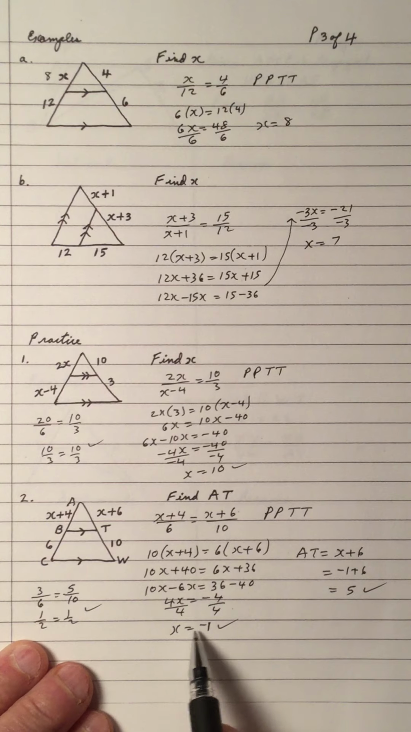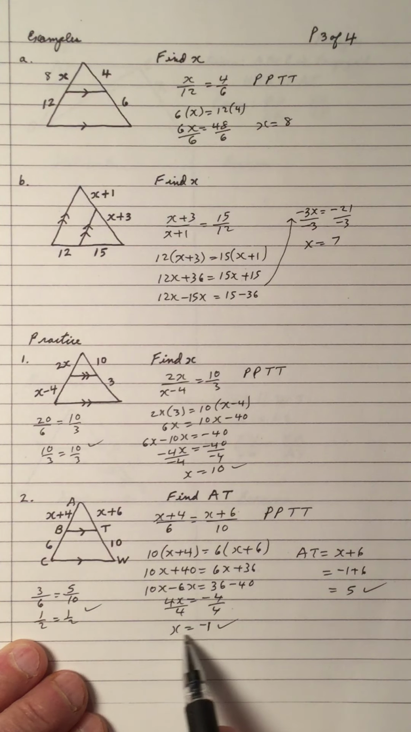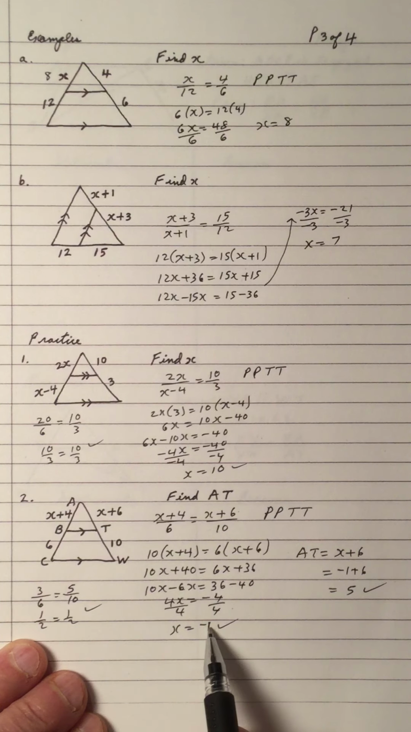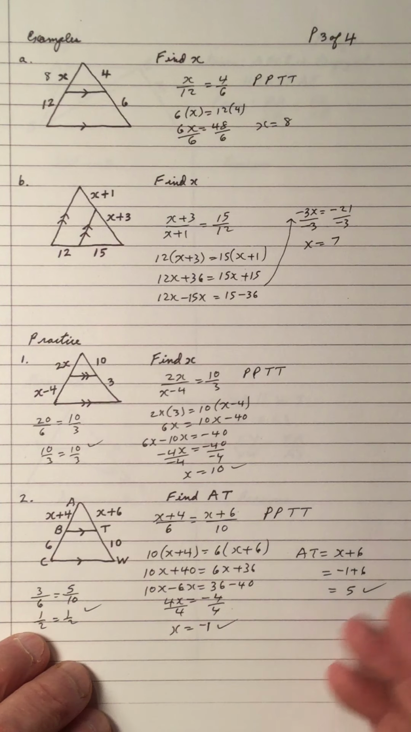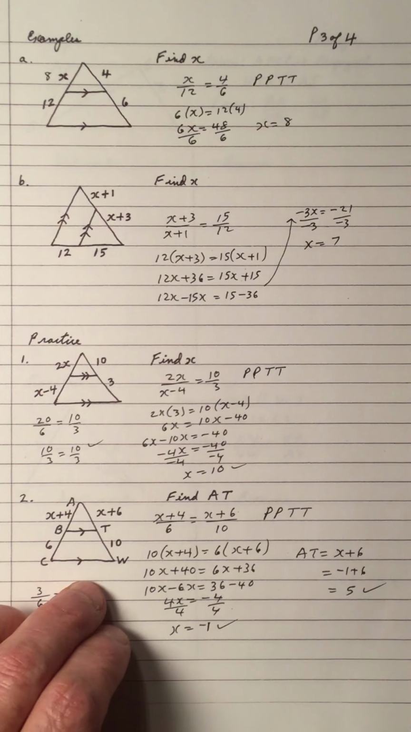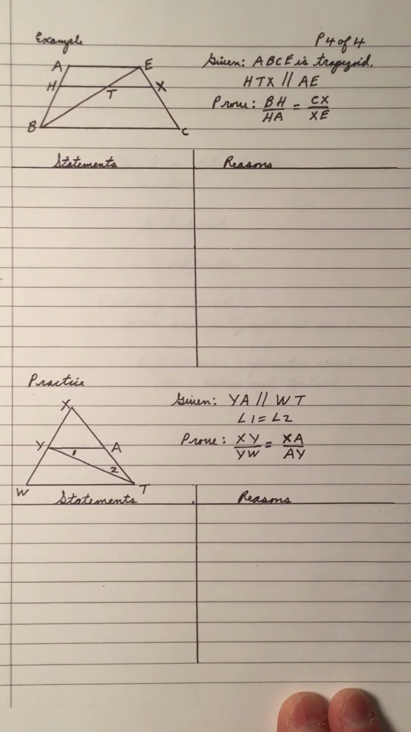If you took this x value, whatever it was, and plugged it in right here, and it made this length negative, then the value of x wouldn't work, because you can't have a triangle with a negative length.